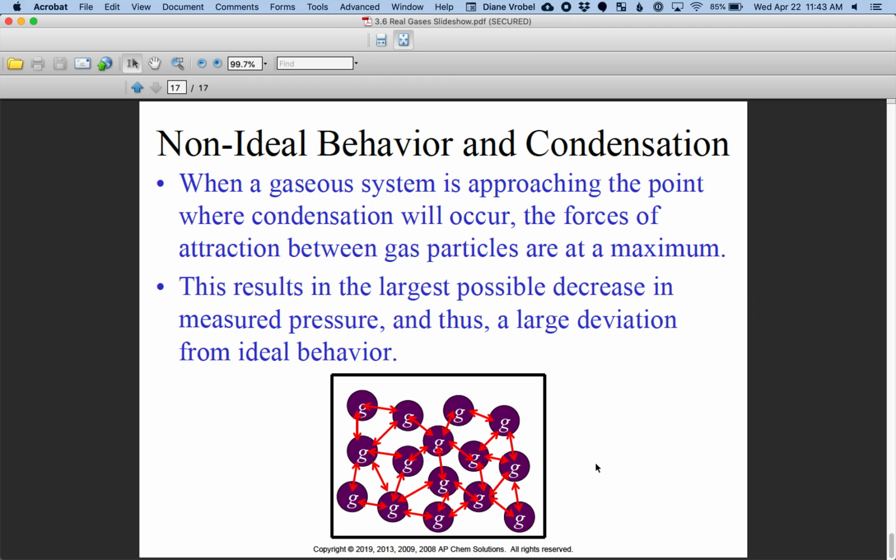Okay, so please remember that you're going to see the largest decrease in pressure when the molecules start to stick together, and this is where you see a formation of a liquid as opposed to formation or staying as a gas.